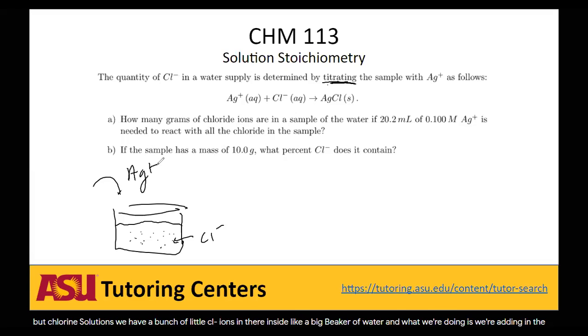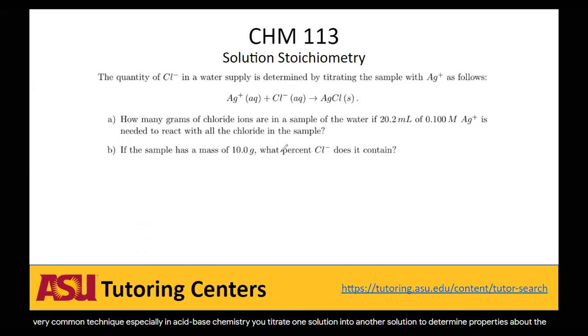And what we're doing is we're adding in the silver. So we have maybe a solution of silver, and we're going to be slowly adding that into our chlorine solution. And by doing this, we're going to be able to determine how much chlorine we have in our original sample before we added the silver in. This is a very common technique, especially in acid-base chemistry. You titrate one solution into another solution to determine properties about the original solution.